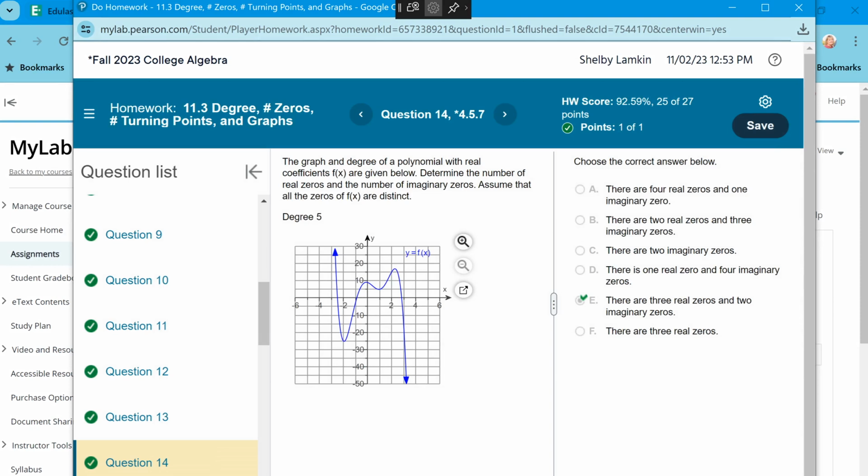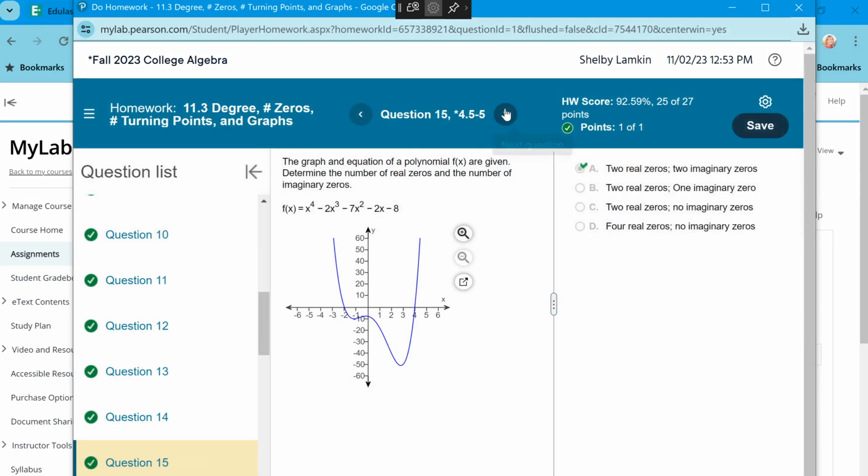Here's 13. If you look, you'll see it crosses the x-axis 3 times, so it has 3 real zeros. Since it's degree 5, it has 2 more zeros, and they must be imaginary. The graph of the polynomial is given. It is degree 4, and I see 2 real zeros. So it must have 2 real zeros and 2 imaginary zeros.